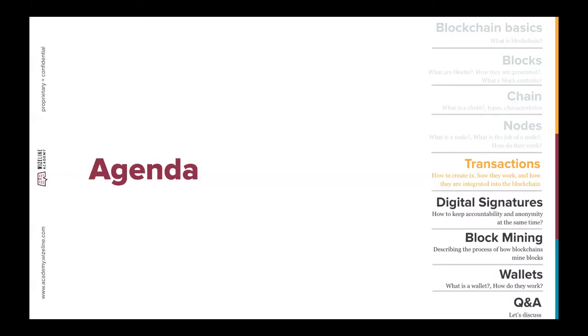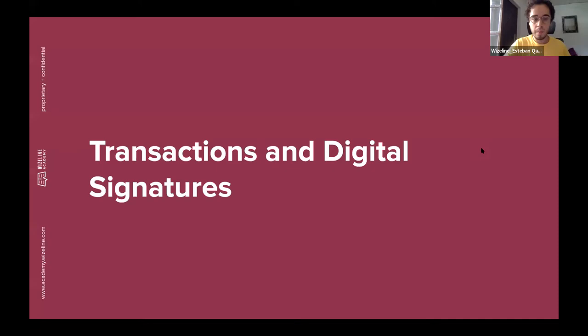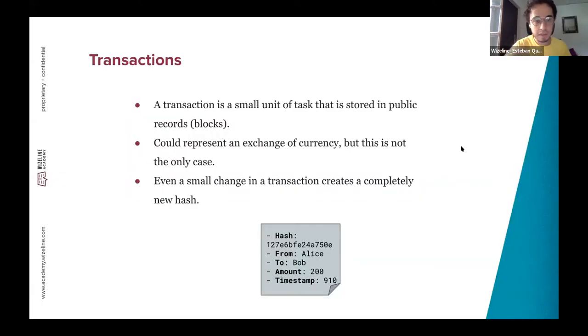Okay. So now we will continue with the transactions of the blockchain, how they work. So basically, as we mentioned, the blocks contain transactional information. So they can have multiple transactions inside of them. So a single transaction is basically a small unit of a public record. So this public record could be an exchange of currency, but not necessarily. It could mean an exchange of information, a signature, or something else.